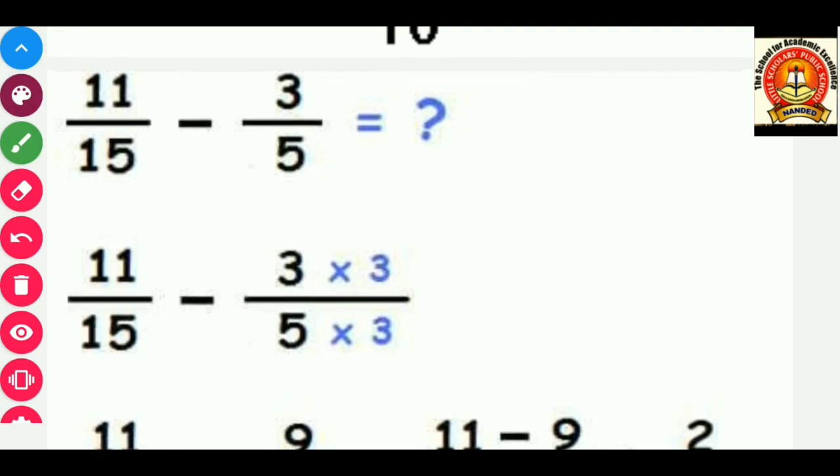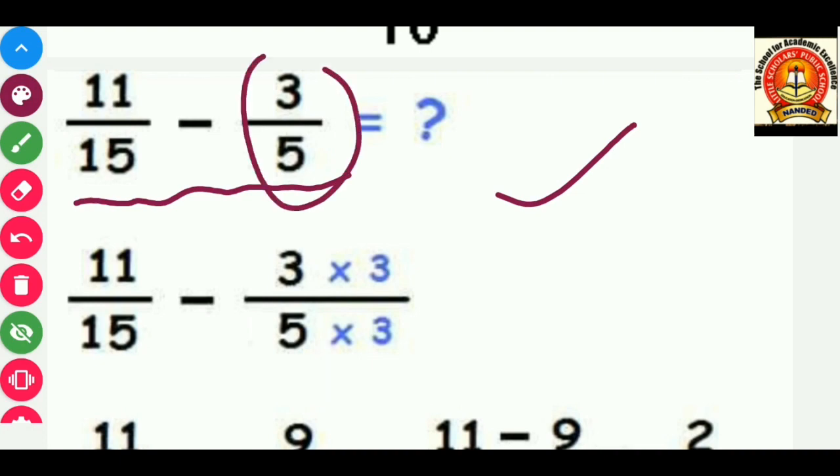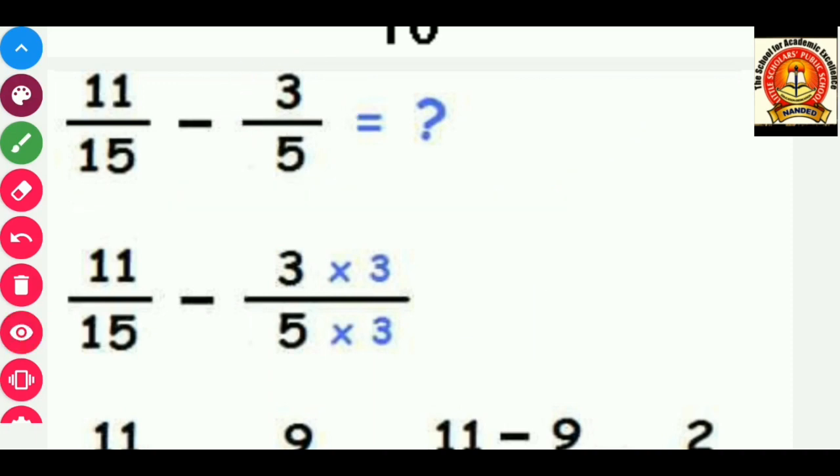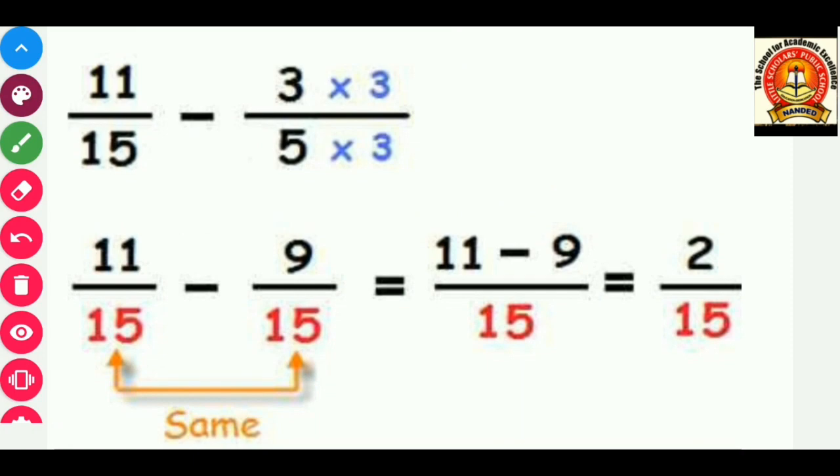Here we are having one more example. 11 upon 15 minus 3 upon 5. Here these are the unequal denominators. So we'll make it equal for this 3 upon 5. We can multiply with 3. So I am going to multiply it with 3. So I'll get here multiplication done. So now 11 upon 15 minus 9 upon 15.